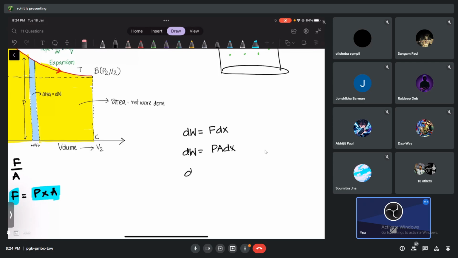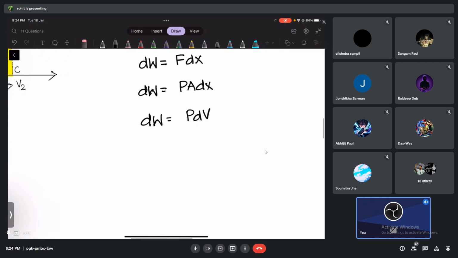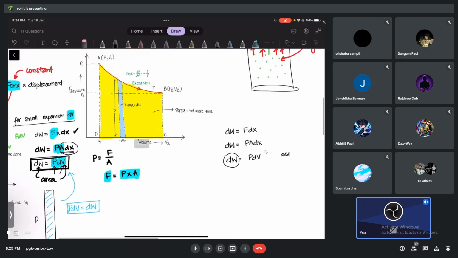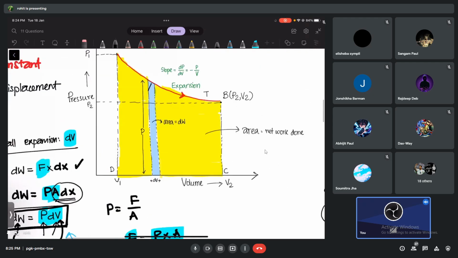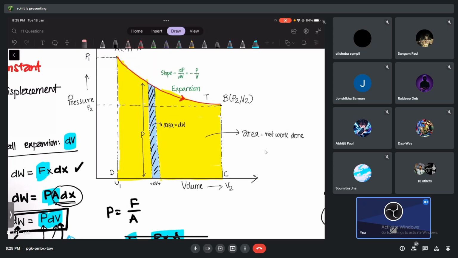Then I wrote dW is equal to pressure into dV. Now if I just add all of these dW, that means all of these small rectangles, for the entire curve or under the curve, I'm going to get the total area, which is shaded by yellow color. This represents the total work done. See, net work done I've written here. So that is what we are going to calculate.